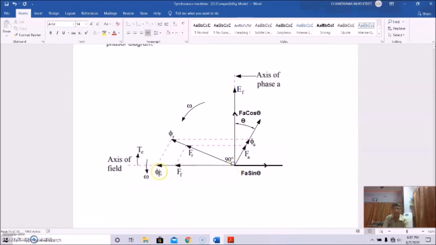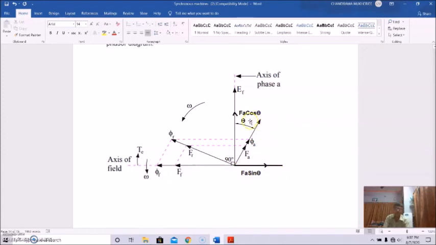So this is actually field MMF, this is lagging power factor armature current, this is armature MMF, this is armature flux, and as a result this is the resultant MMF. This is field flux, this is armature flux, and this is resultant flux. So this is excitation EMF, this is excess EMF. So we resolve this component into two, one is the cross magnetizing effect and another is the demagnetizing effect.